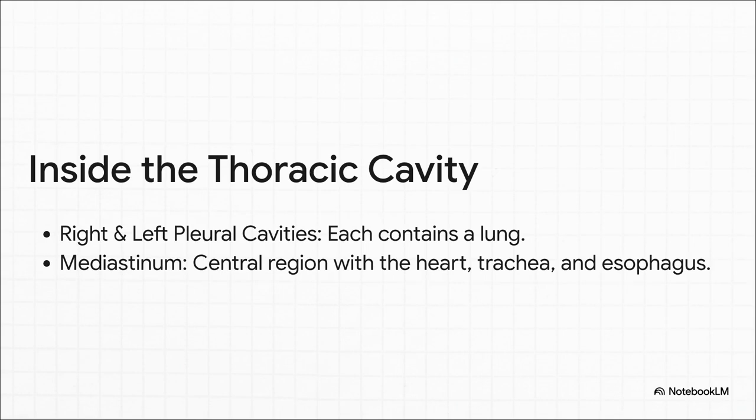It's really cleverly organized. On the right and left, you have the pleural cavities, and each one holds a lung. But that space right in the middle, sandwiched between the lungs, that's called the mediastinum. And wow, is it prime real estate. It's home to the heart, the trachea, and the esophagus.